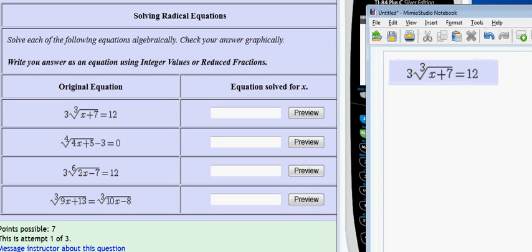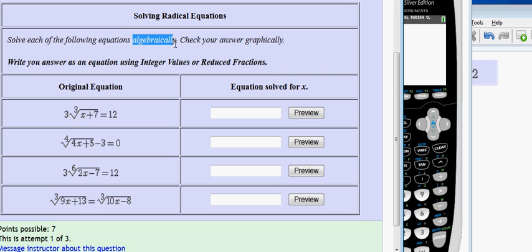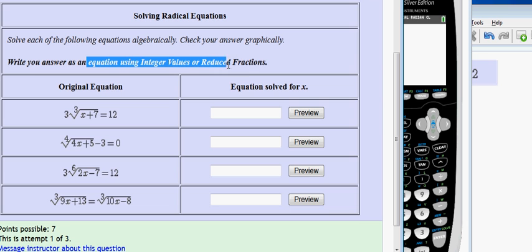Problem, we're given several radical equations, and we are to solve them algebraically, and then check our answer graphically, and finally write our answer as an equation using either integer values or reduced fractions. Because the video is going to be a little long, I'm just going to do the first one.